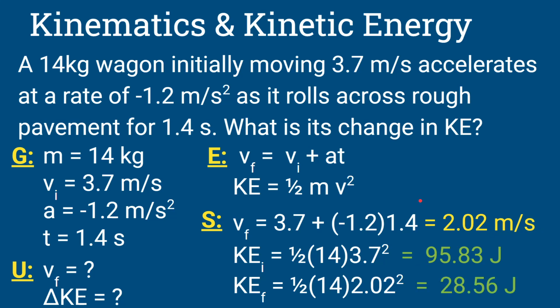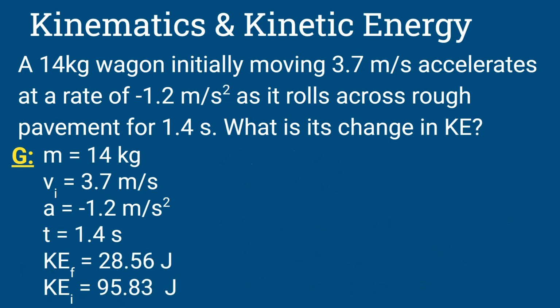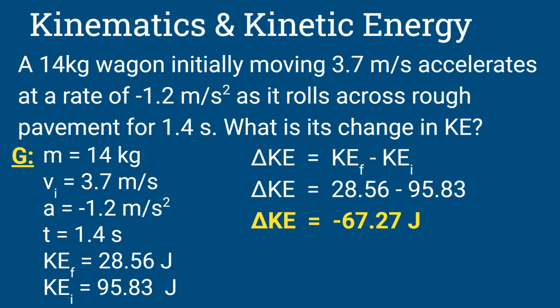And if you want to find the change, you subtract. Final minus initial. Obviously, it's going to be a negative number because it says it's slowing down. And you can see it in the kinetic energy. It goes from 95 or 96 almost to 28.5. Okay, but you can find the change by subtraction, 28.56 minus 95.83, and that is negative 67.27 joules.